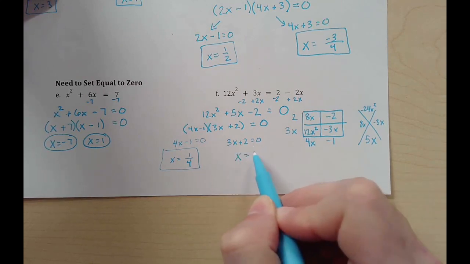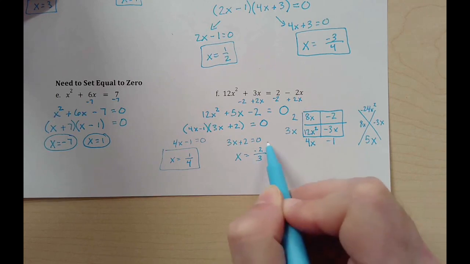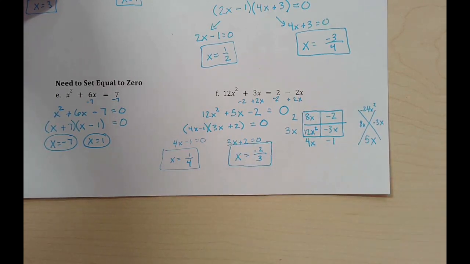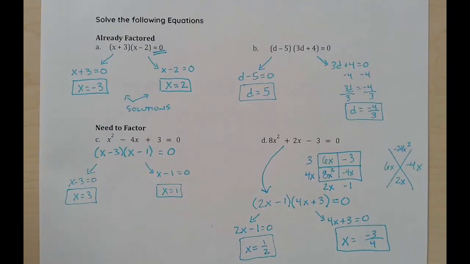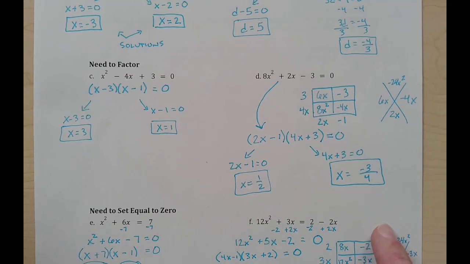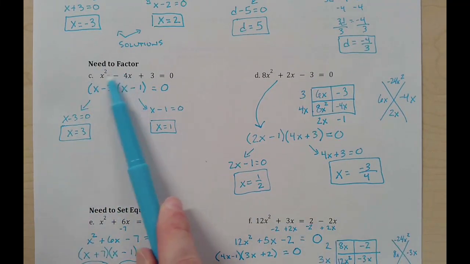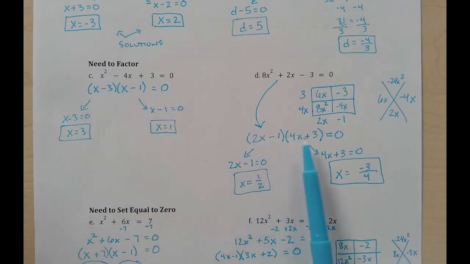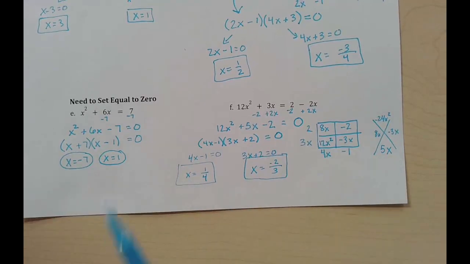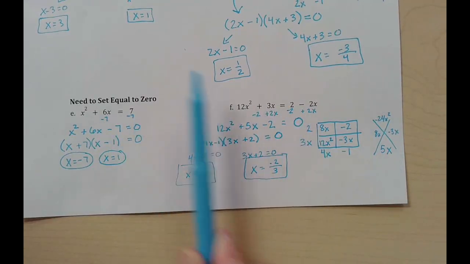So just to recap, got a couple stages here. If they're already in factored form, set them both equal to 0. If they're not and we need to factor, find the factored form ourselves, set equal to 0, and solve. And E and F, not even equal to 0 yet, so get them equal to 0, then factor, then solve. And again, we're finding the solutions of a quadratic equation.